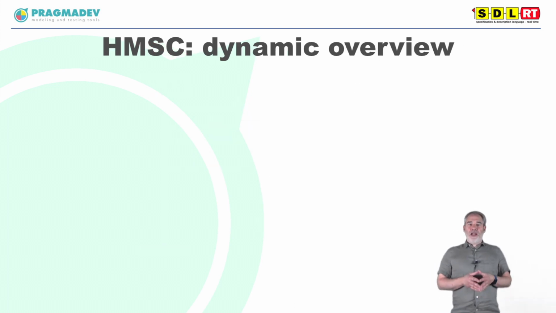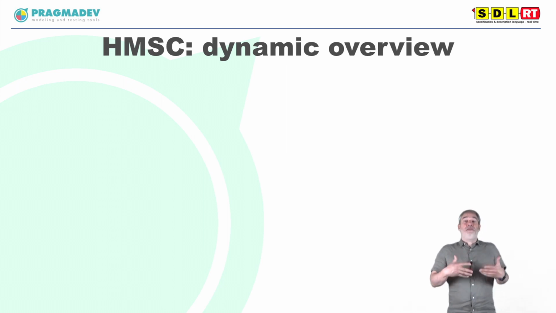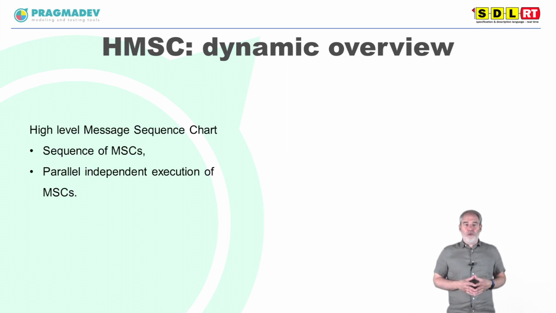It is possible to write loops and alternatives in MSCs, but still, an MSC is basically one scenario. Now, the overall system scenario is not one and unique. It is actually a combination of scenarios. That's what the HMSC, the high-level MSC, is for: to put together in sequence or in parallel a bunch of simple scenarios.